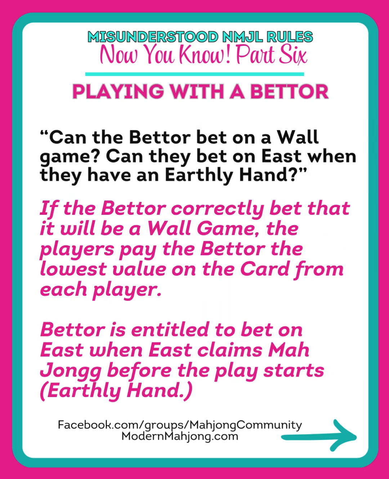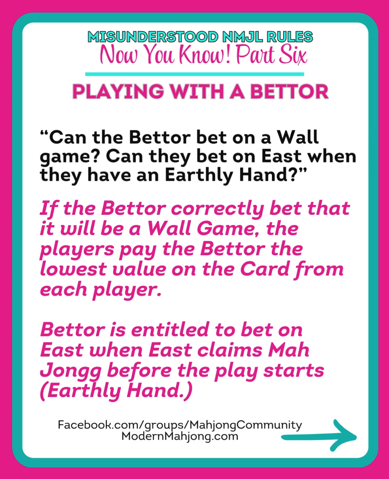Can the bettor bet on a wall game, and can they bet on East if they have an earthly hand? Surprisingly, the answer to both of these is yes. We already discussed how a bettor can bet on a wall game, and the value for all the other players would be the lowest value on the card. So for 2024, the bettor doesn't think anyone's going to win. They bet on a wall game. Everybody pays them a quarter if a wall game happens.